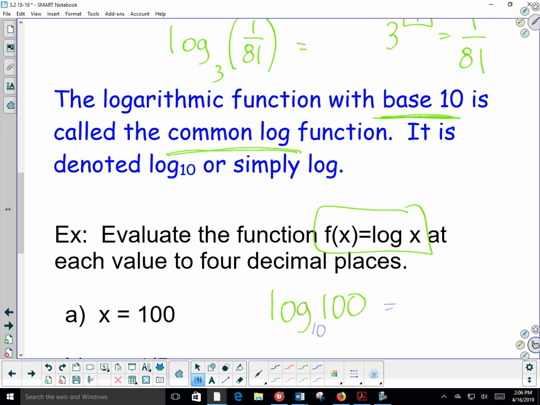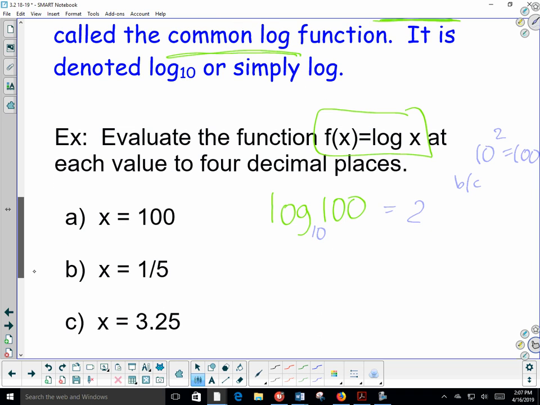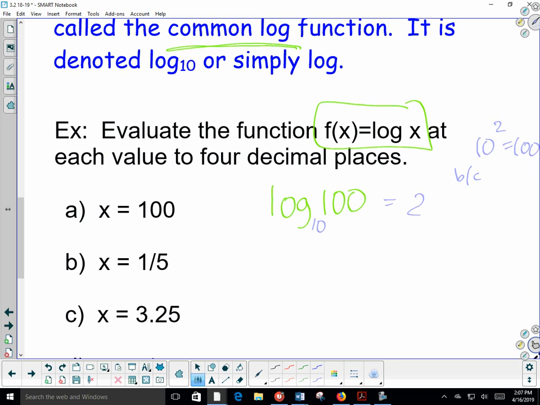2. Why 2? Because 10 squared is 100. All right, so we'll say it's 2 because 10 squared gives us 100. Everybody okay with this? All right, let's try this one, but this one I think we're going to need our calculator. So we're going to do log to the base 10 of 1/5 on our calculator.